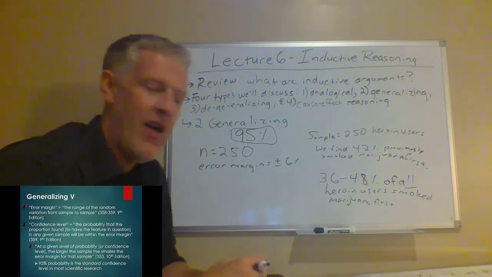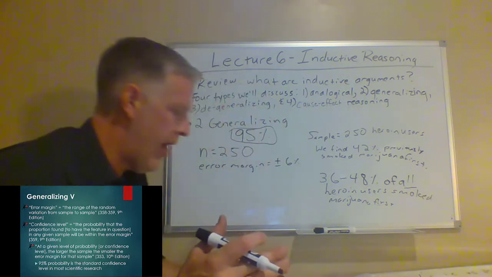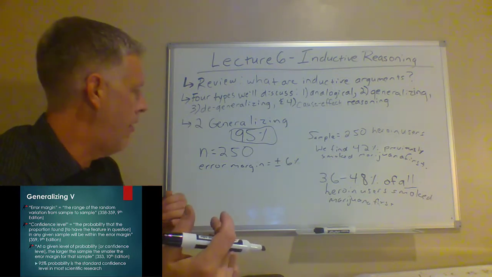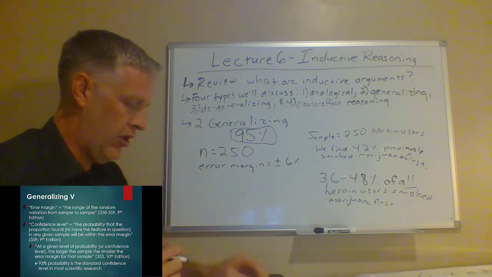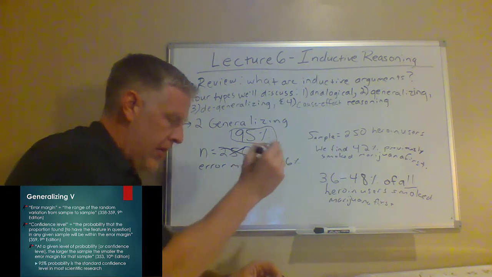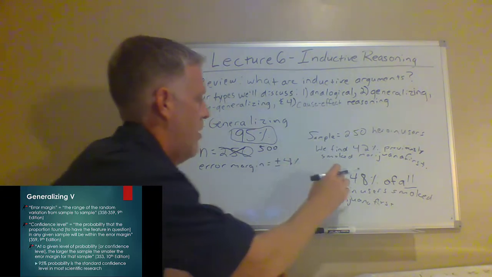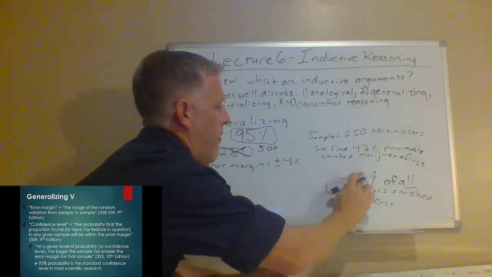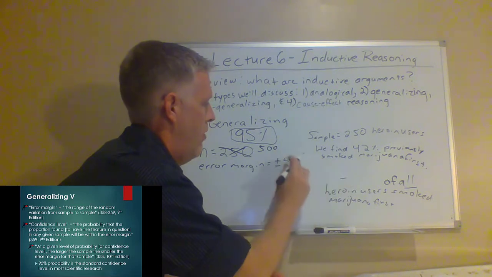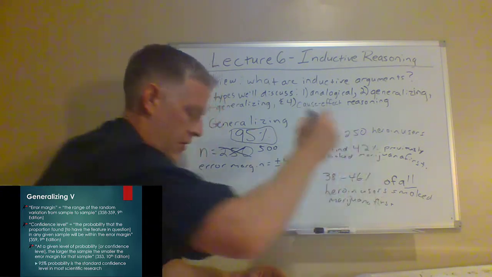So hopefully you're getting an idea of how that works. Now, as I mentioned, the larger the sample, the smaller that error margin gets. So as the table suggests, if we boost this to 500, this goes down to 4, in which case we can narrow that percentage even more. So if this is 4, then this would be 38 to 46%.